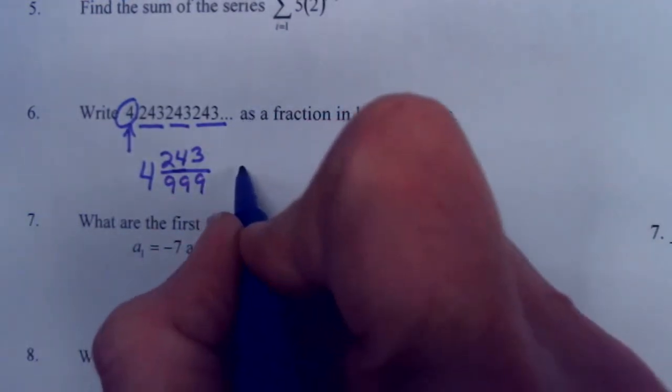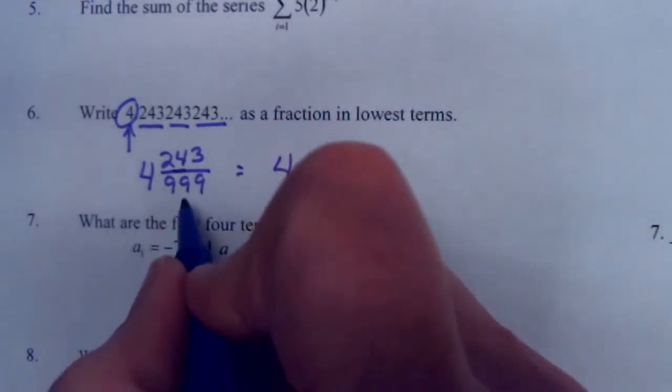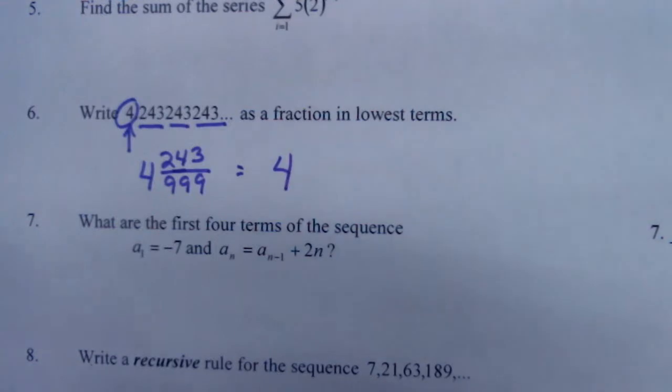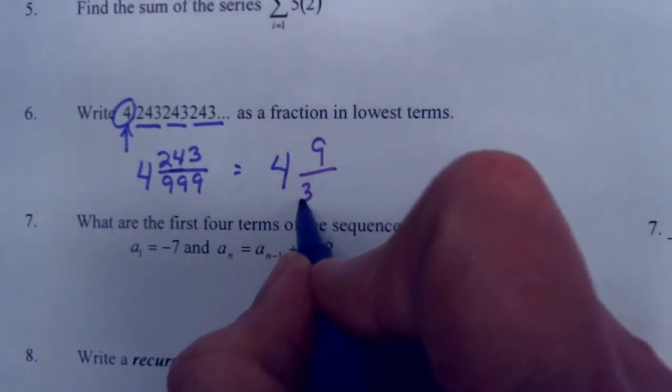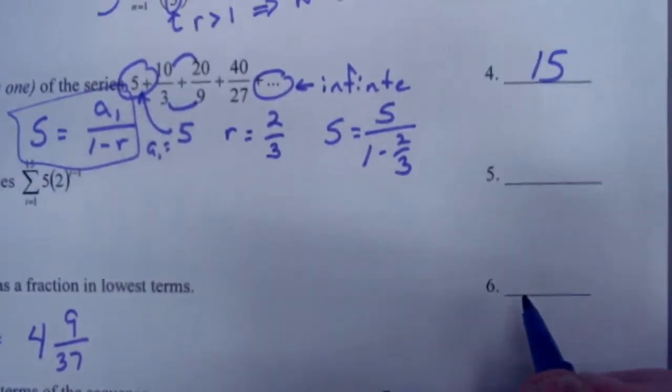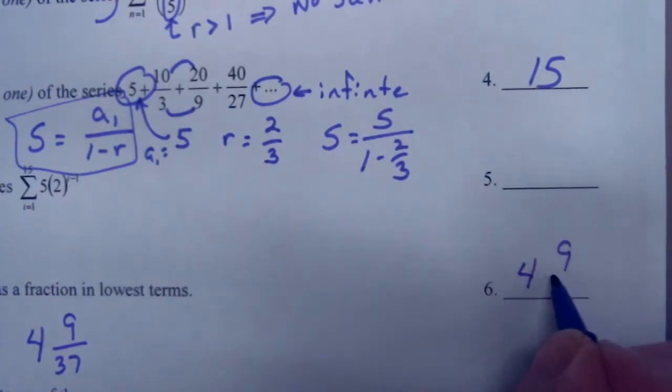Okay, now we can actually reduce that. 243 over 999 is going to reduce to 9 over 37. So number 6 is 4 and 9 over 37.